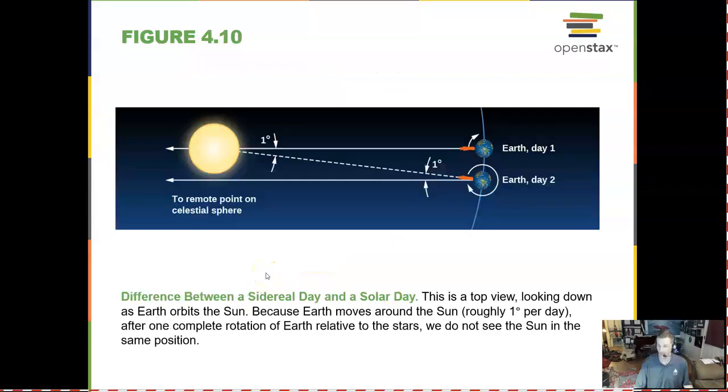Now there is a little bit of difference between a solar day and a sidereal day. That word is sidereal, and it's important. A sidereal day is the amount of time for the Earth to go around the sun once, plus an extra day to make up for the fact that we are in orbit around each other. So a sidereal day is a little bit longer.